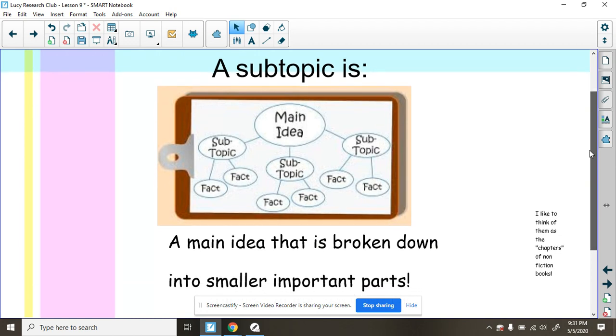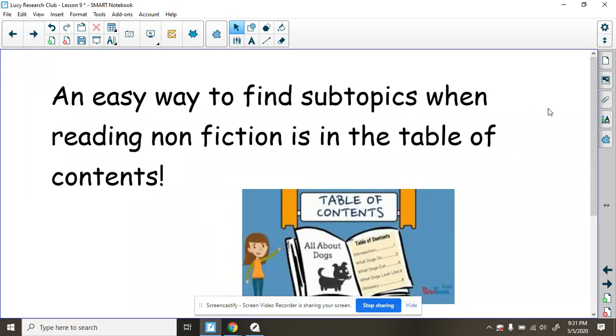A subtopic is a main idea that is broken down into smaller but still important parts. If you look here on this visual, it has the main idea, and then it has a subtopic, subtopic, subtopic, and even within the subtopic, there are many interesting facts. I like to think of subtopics as the chapters of nonfiction books. An easy way to find a subtopic when reading nonfiction is in the table of contents.